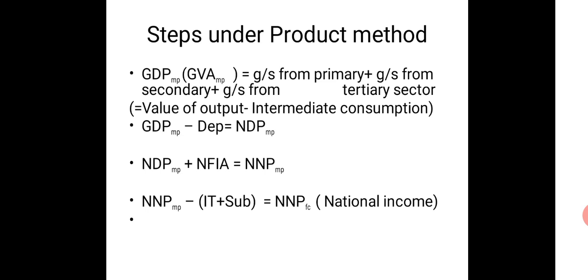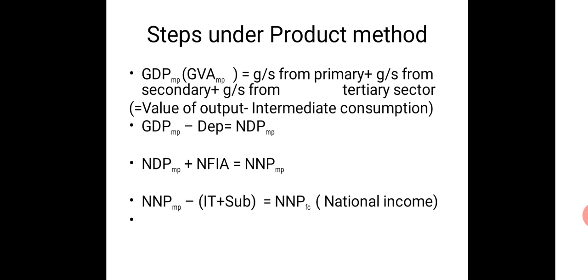Okay, so the value of goods and services from the primary sector plus goods and services from the secondary sector and from the tertiary sector is added together to get GDP-MP. How do we get it? Almost the same. Sometimes the data given will not have this categorized income of primary, secondary, and tertiary. They will be giving value of output and intermediate consumption. So we need to deduct intermediate consumption from value of output to get GVA-MP. So GDP-MP and GVA-MP are one and the same.